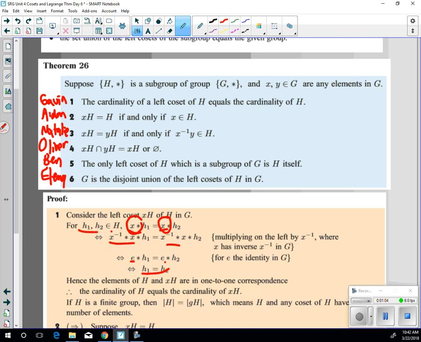So what this proof is saying is that xH has just as many elements in that group as H does. I think that's what it's saying. With the two H's, how were you able to multiply by the inverse? Why were you able to do that?